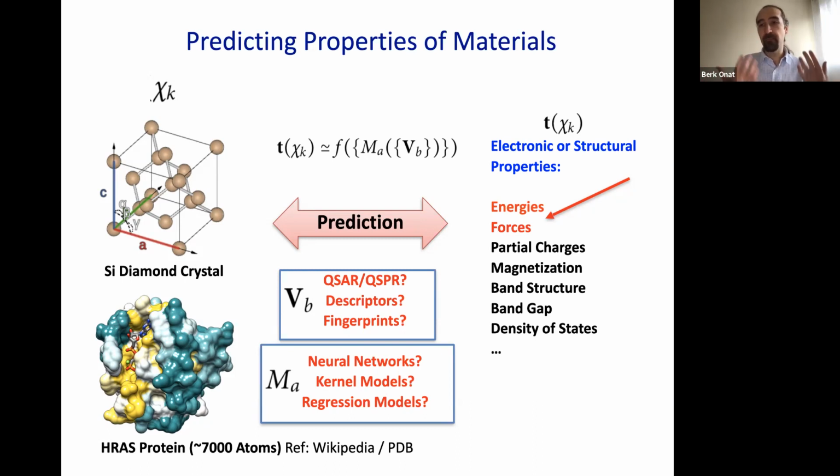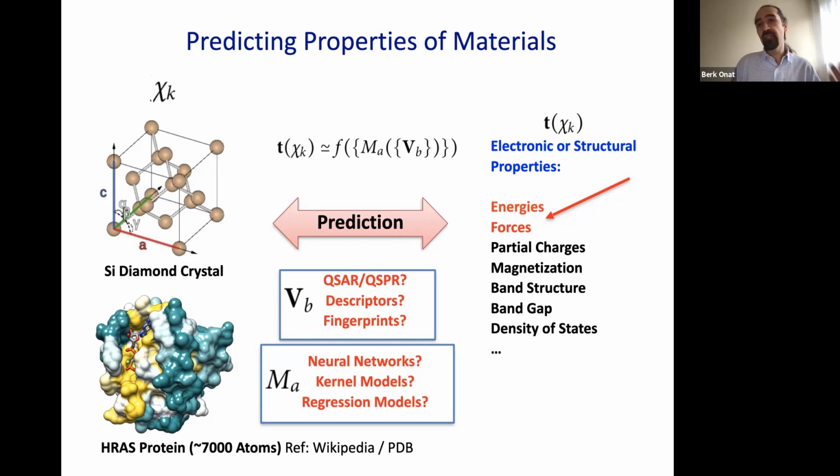The parameter set of these models are what we call the descriptors, fingerprints, or in other older methods, for example in chemistry or biology, they call them QSARs, quantitative structure-activity representations, or property representations, for example QSPRs.